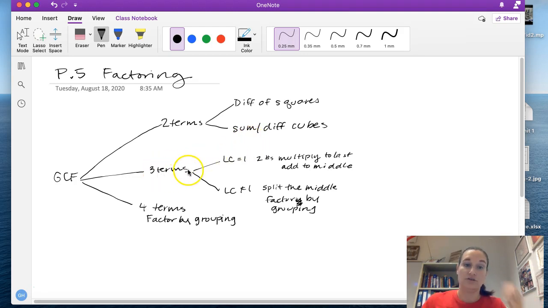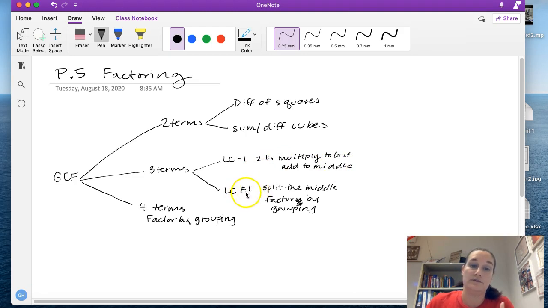If it's three terms, you have kind of two cases, although you can do the same thing for both of them. If you have a leading coefficient that's 1, LC is leading coefficient, you're just doing basic factoring. You're looking for two numbers that multiply to the last number and add to the middle number.